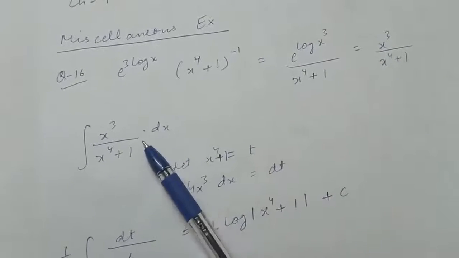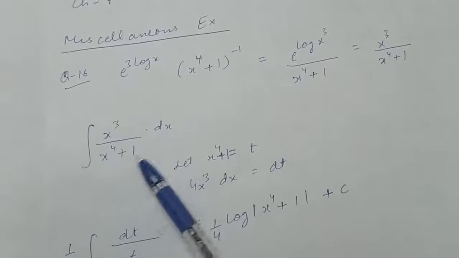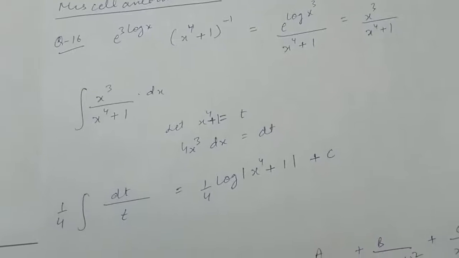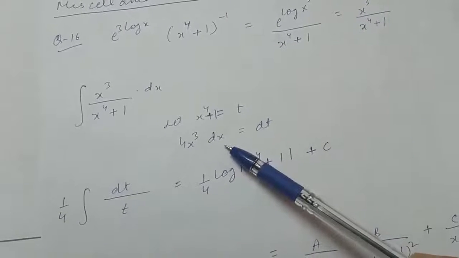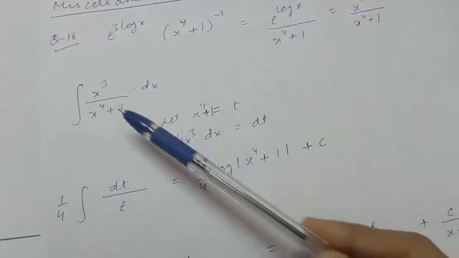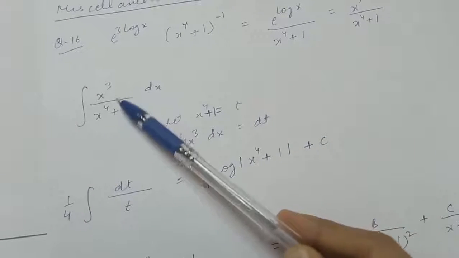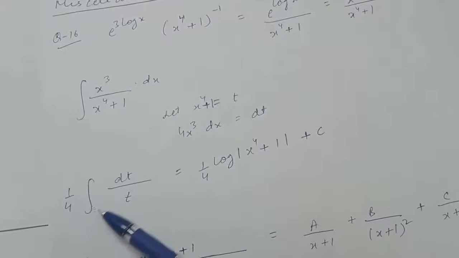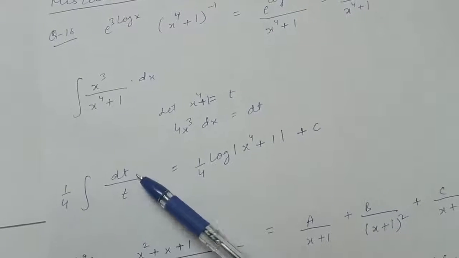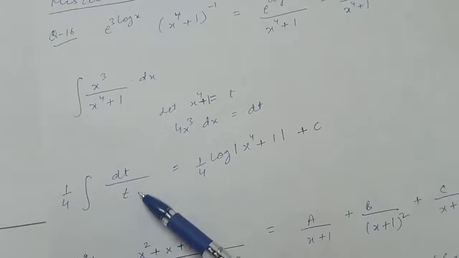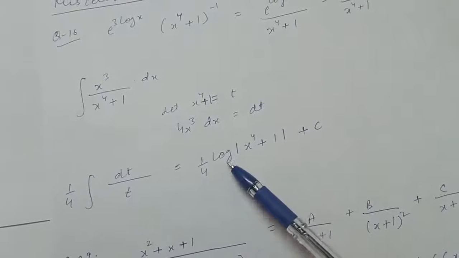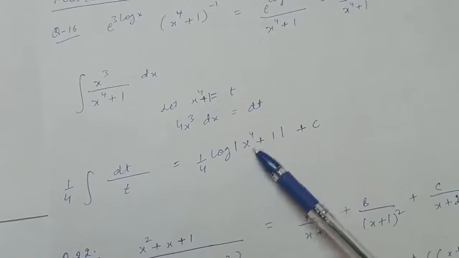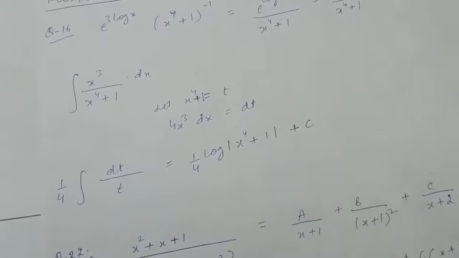So the integral of this will be, now take the denominator as equal to t. Then after differentiating, you will get 4x cube dx equal to dt, and x cube dx exists in the integrand. Therefore the integrand will now become 1 by 4 integral of 1 by t. Now integral of 1 by t is log mod of t, and in place of t write what you have already assumed, which is x raised to the power 4 plus 1, plus c.